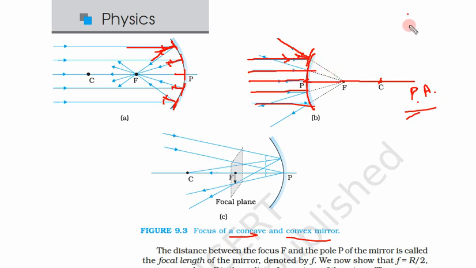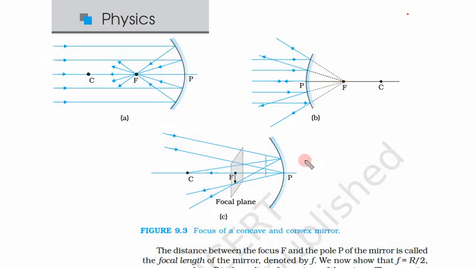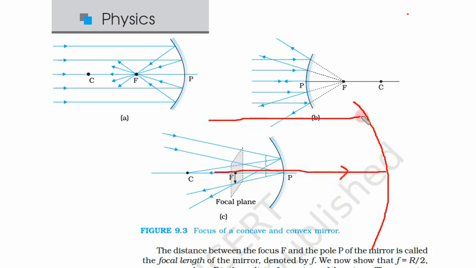Let me zoom it for both types of mirror, then you will see much more clearly. First of all, this is our convex mirror. This is our principal axis, and this is the first beam, this is the second beam. I am showing only 3 beams so we can see much more clearly. Somewhere here we have the center of curvature. If we connect this point and this center of curvature, that will be a normal.